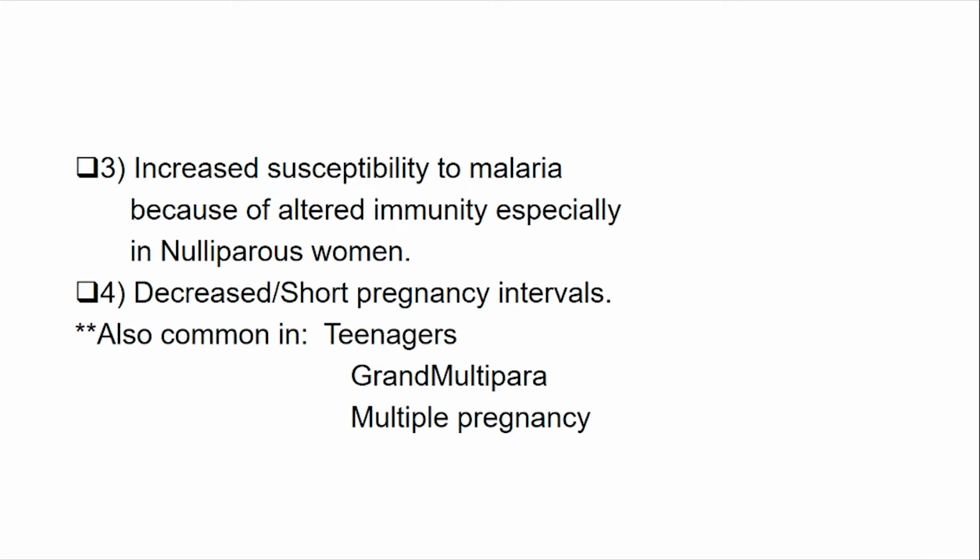Also, there is increased susceptibility to malaria because of altered immunity, especially in nulliparous women. So this increase in susceptibility can predispose them to malaria in pregnancy. Also, a short interpregnancy interval has been known to contribute to anemia in pregnancy, and this is commoner in teenagers, in grand multiparous women, and also in multiple pregnancy.